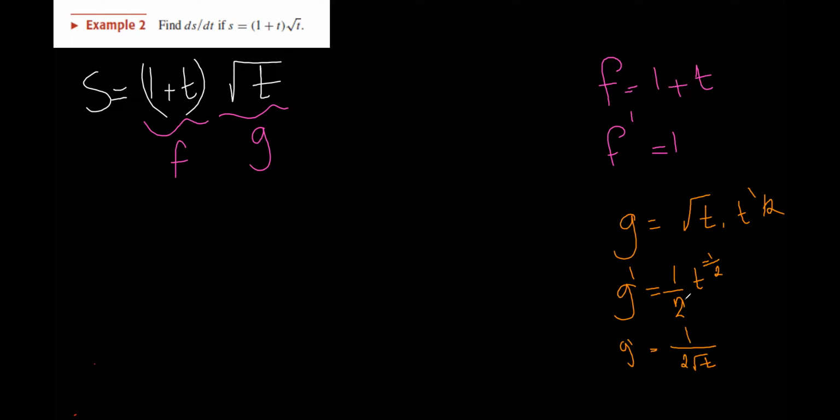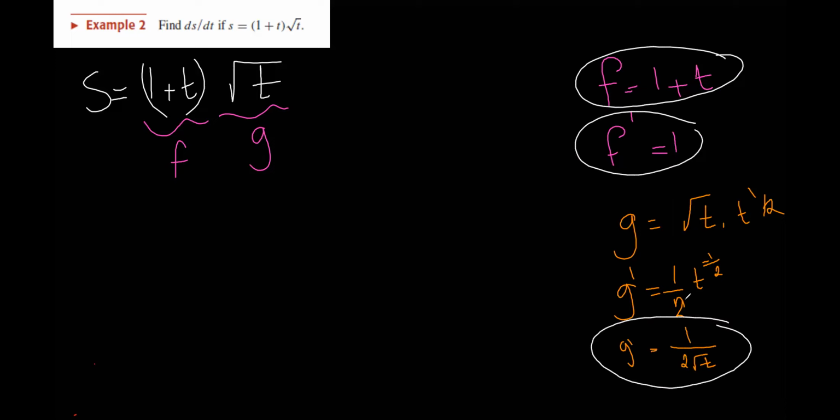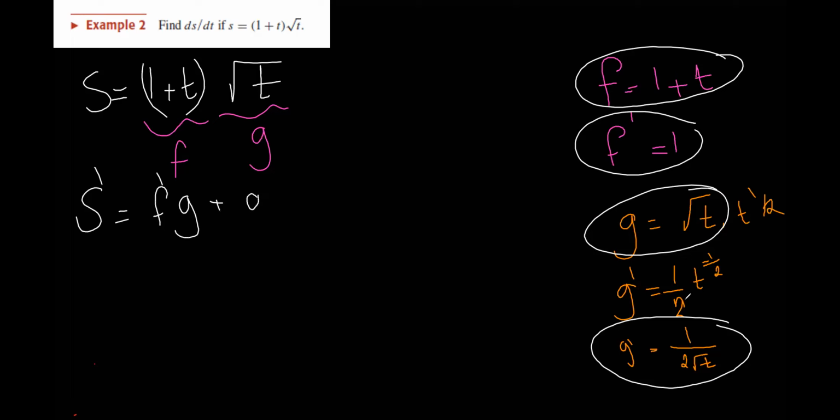So if I have any functions that are multiplied, the first step, you have to see where's f, where's f prime, where's g prime, and where is g. After that, I bring my rule, which is s prime. It has to be f prime g plus g prime f.